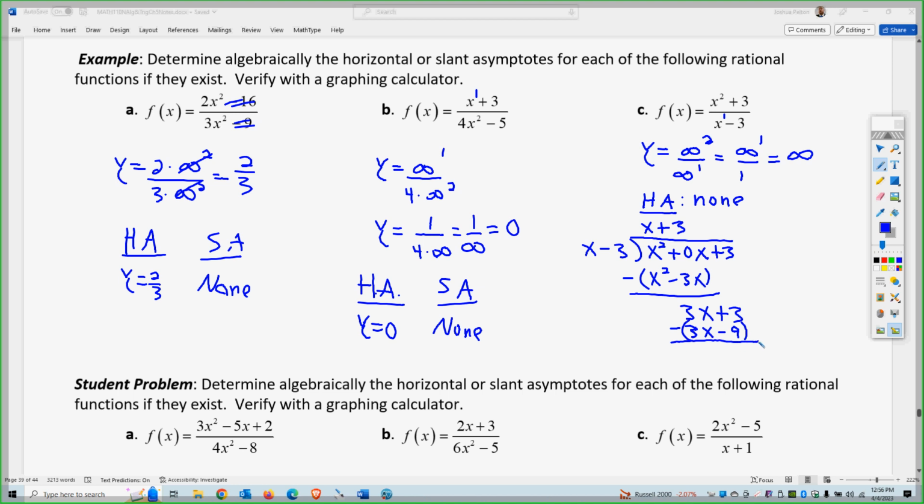So that's going to be what? 12. Okay, so I have plus 12 over the x minus 3. But if I plug in infinity into here, that's going to be 12 divided by infinity minus 3. That's 0. So it doesn't actually matter. So the remainder is irrelevant. So the slant asymptote is y equals x plus 3. It's a line, which makes sense. A line is slanted, right?